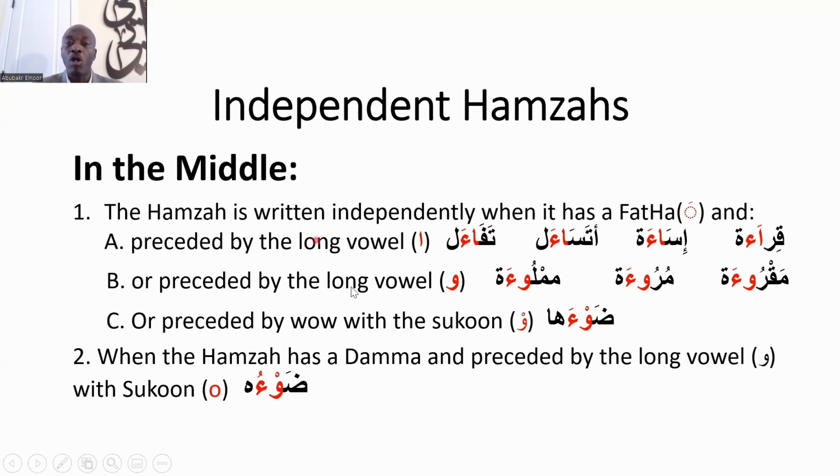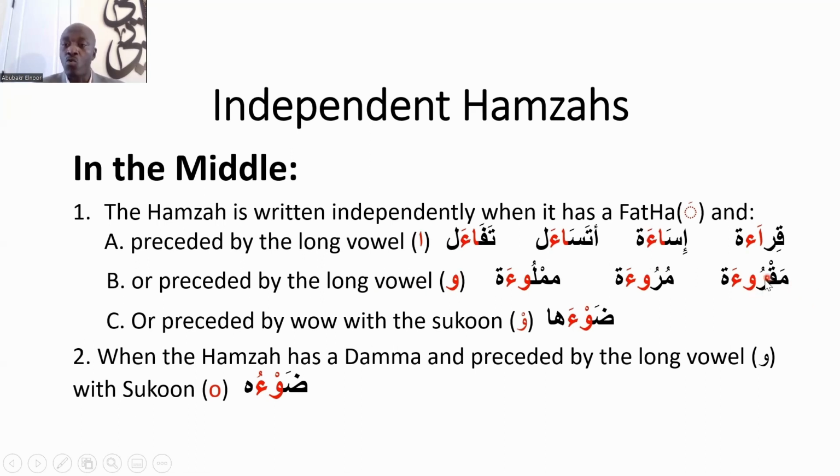In all these three different sub-rules, the Hamza has to have the Fatha. And with that Fatha on the Hamza, in order for it to be seated alone with no help or no chair, number one, it is preceded by the long vowel Alif. Number two, the Hamza is preceded by the long vowel Waw. So in A it is preceded by the long vowel Alif, and here by the long vowel Waw. Let's do some readings here.